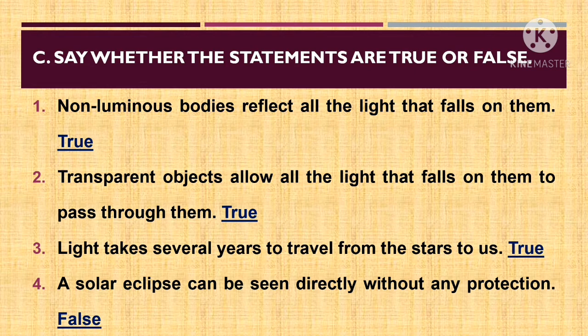Question 3. Light takes several years to travel from the stars to us. Answer: true. Question 4. A solar eclipse can be seen directly without any protection. Answer: false. The correct statement is: a solar eclipse cannot be seen directly without any protection.